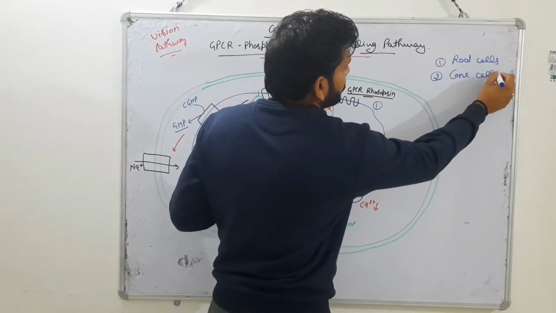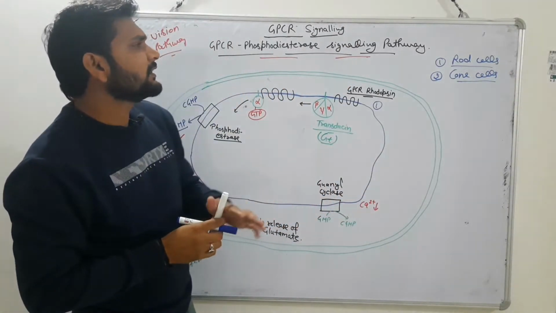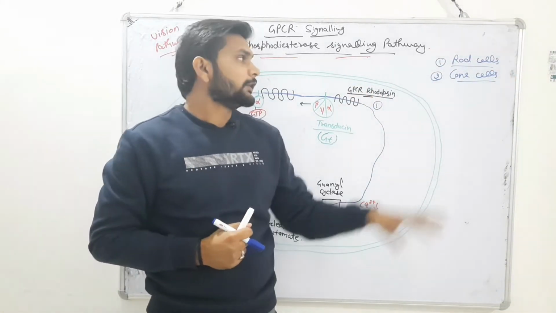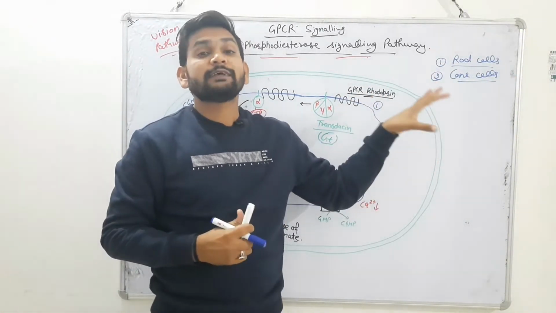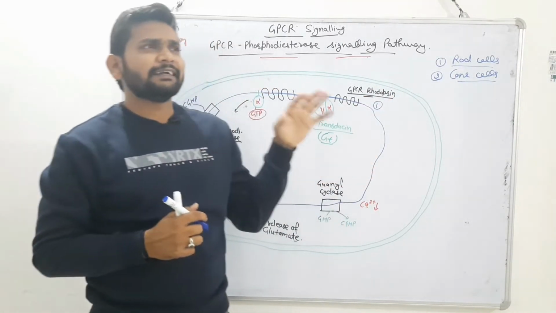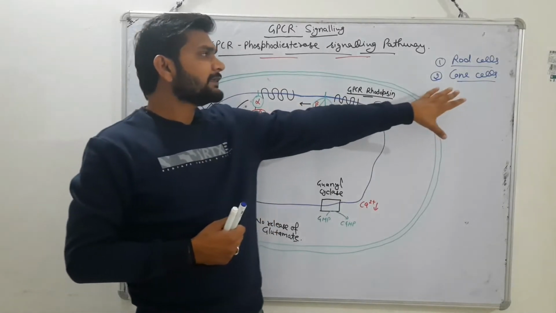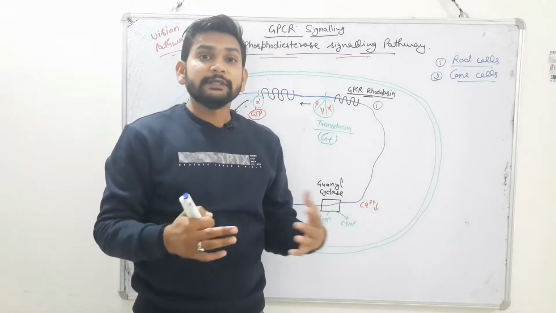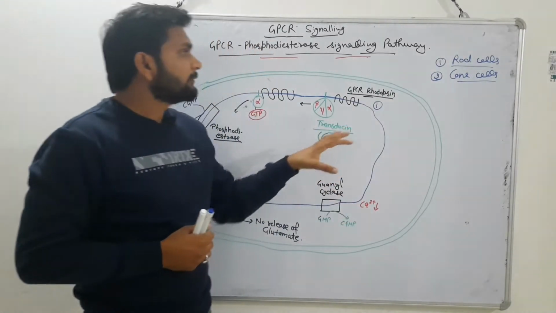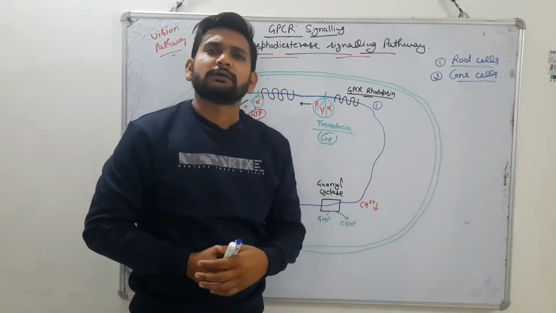What is the difference between these cells? Rod cells are activated in dark situations. What are cone cells? Cone cells are activated in light situations. When light is coming, cone cells are activated. Cone cells are responsible for color vision, so the different types of color vision are due to cone cells.